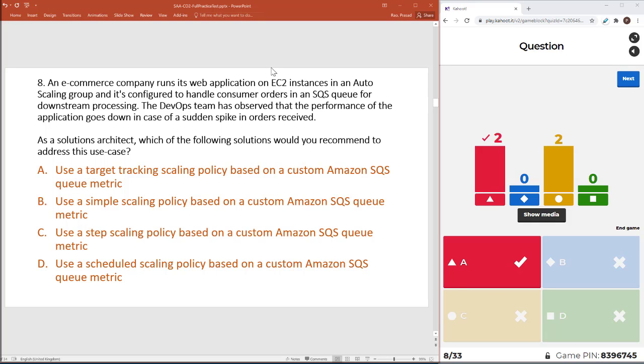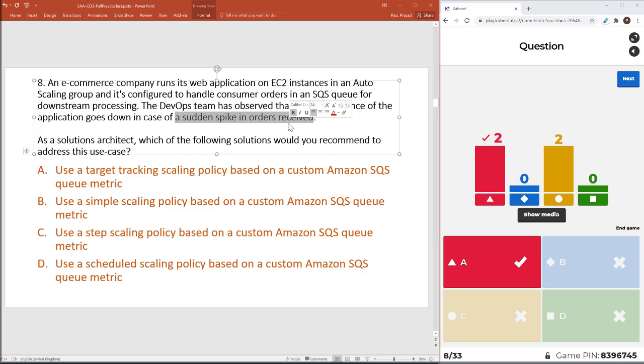So the question here says that we have an SQS queue, and based on the queue depth, like the number of messages in the queue, our target system, which is reading from the queue, should be scaled accordingly. The performance of the application goes down in case of a sudden spike. There is a possibility that the number of items in the queue increases drastically.